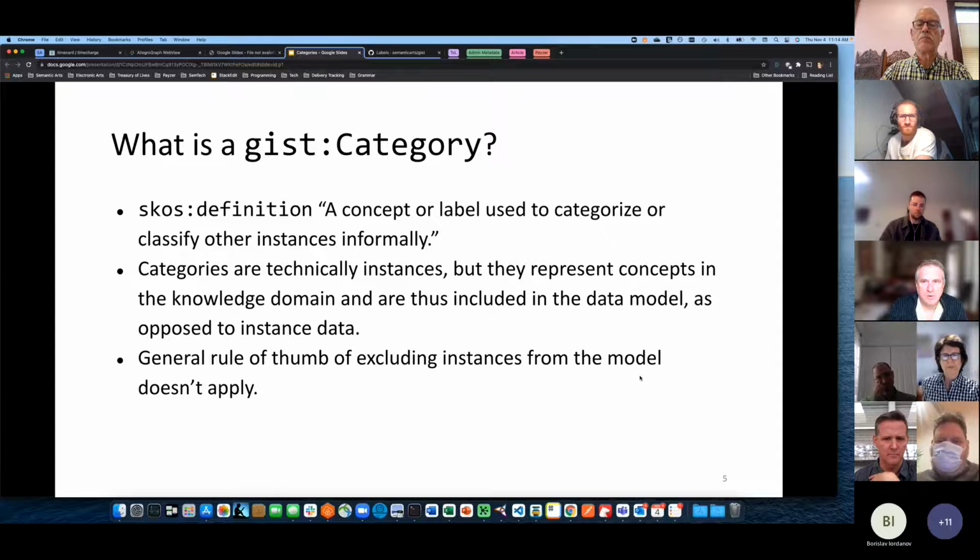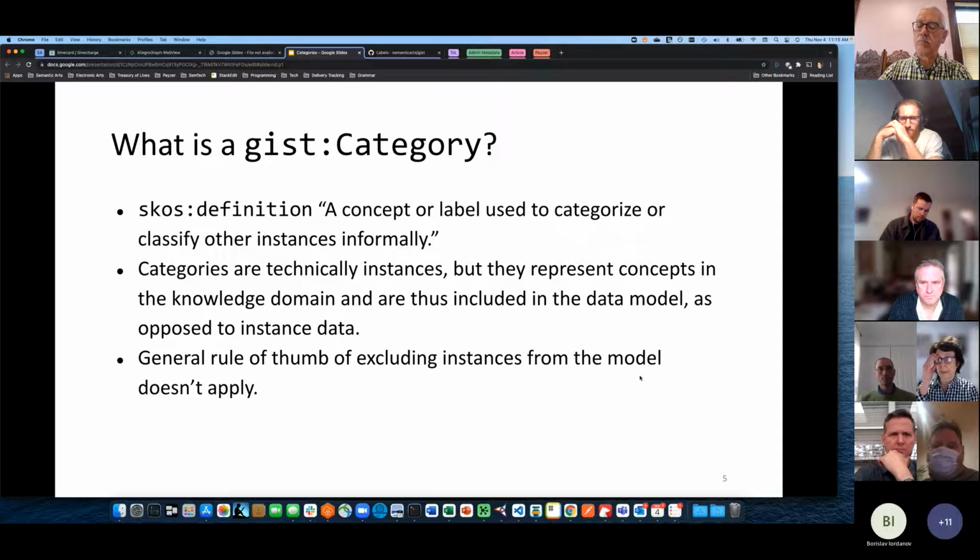Thanks. So the definition of a just category is a concept or label used to categorize or classify other instances informally. Categories are technically instances, but they represent concepts in the knowledge domain and are thus included in the data model, as opposed to instance data, which is not included in the data model. So the general rule of thumb of excluding instances from the model doesn't apply to categories. Categories are instances that are used to define the model and the knowledge domain as a whole.